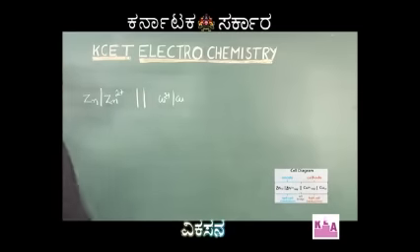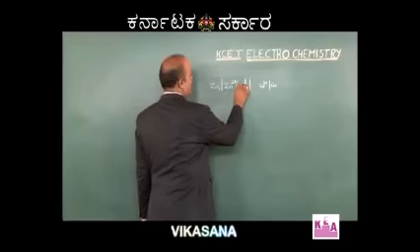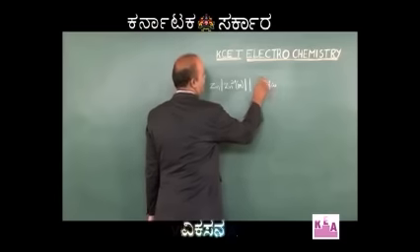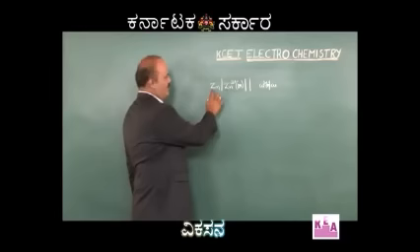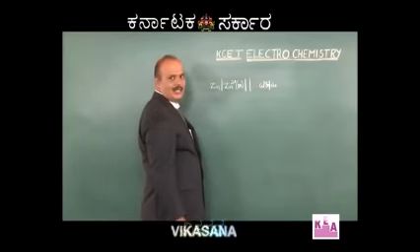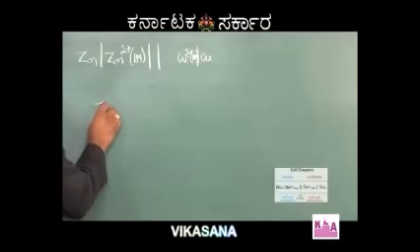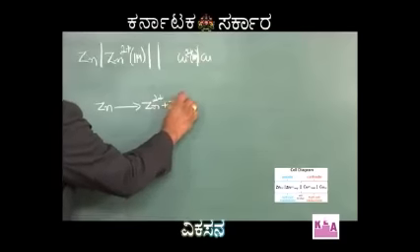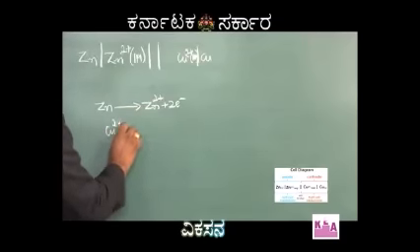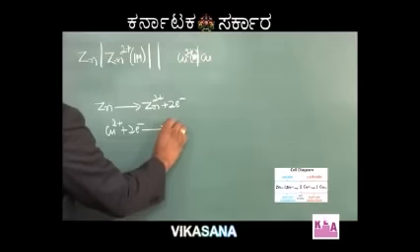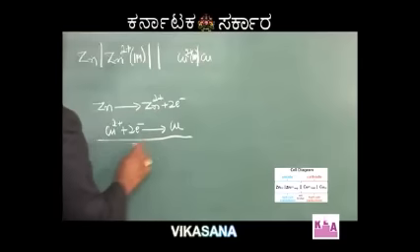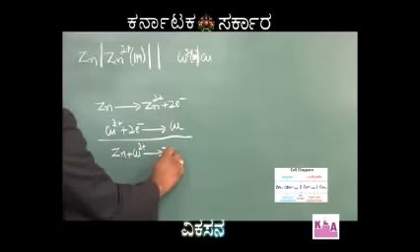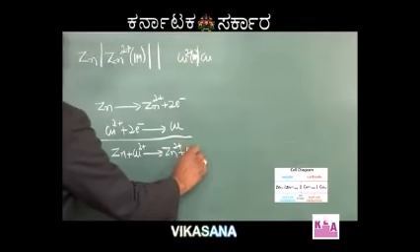If it is the standard Daniel cell, you have to mention 1 molar concentration. Here also 1 molar. So this is the anode, this is the cathode, so that you can write the half-cell reactions. Zn is converted into Zn2 plus by losing 2 electrons. Copper 2 plus gains 2 moles of electrons to form copper. So the net cell reaction is Zn plus copper 2 plus giving rise to Zn2 plus and copper. This is the net cell reaction.